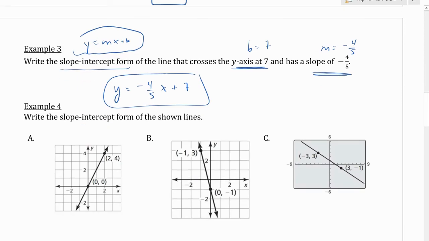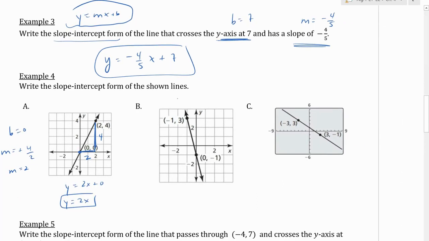Okay. Slope-intercept form of these lines. I can see the y-intercept. It's at 0. I could figure out my slope. I got a rise of 4, run of 2, definitely going uphill. Slope is 2, so y equals 2x plus 0, but nobody's going to say y equals 2x plus 0. They're just saying y equals 2x.